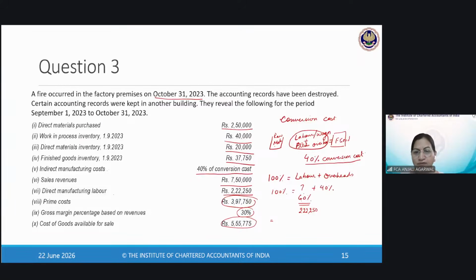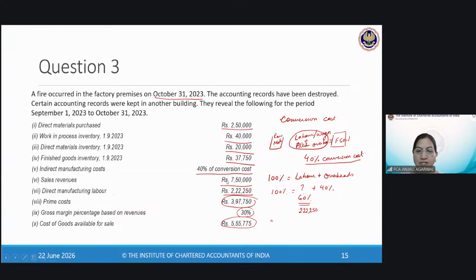Look at this data, look at the information you have. Can you figure out how you are going to calculate the missing figures of closing inventory? Again, the cost sheet will come to our help. Through that only, we will have to calculate the closing stocks. You have the cost of goods available for sale, the gross margin percentage based on revenue, the prime cost, which means direct material and direct labor, and the direct manufacturing cost.